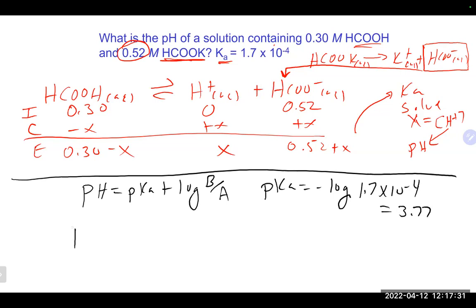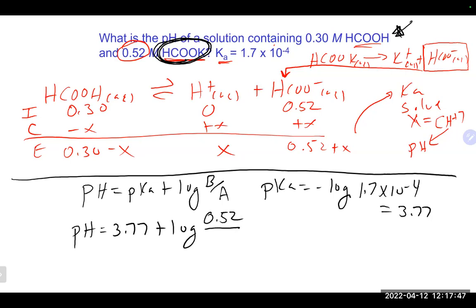3.77. We go, the pH would equal 3.77 plus the log. The base here again would be this guy, right? As this is obviously our acid that goes with our Ka value. So we would want to go 0.52 up on top, 0.3 on the bottom there. We want to divide those first, and then take the log of it, and then add it to 3.77, giving us 4.01 as our pH. This obviously is an acidic solution here.